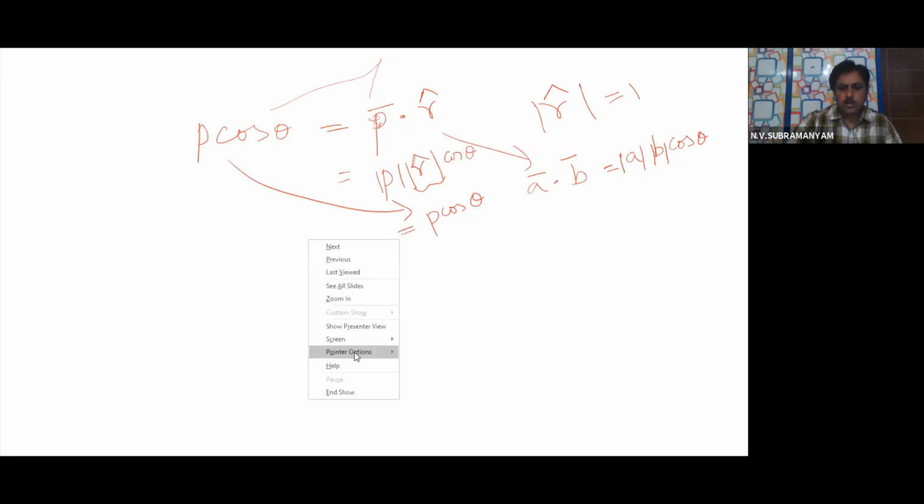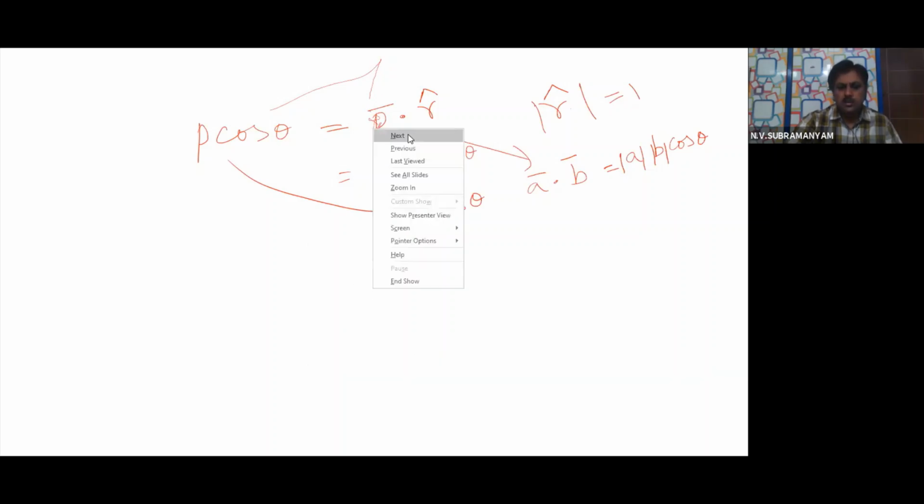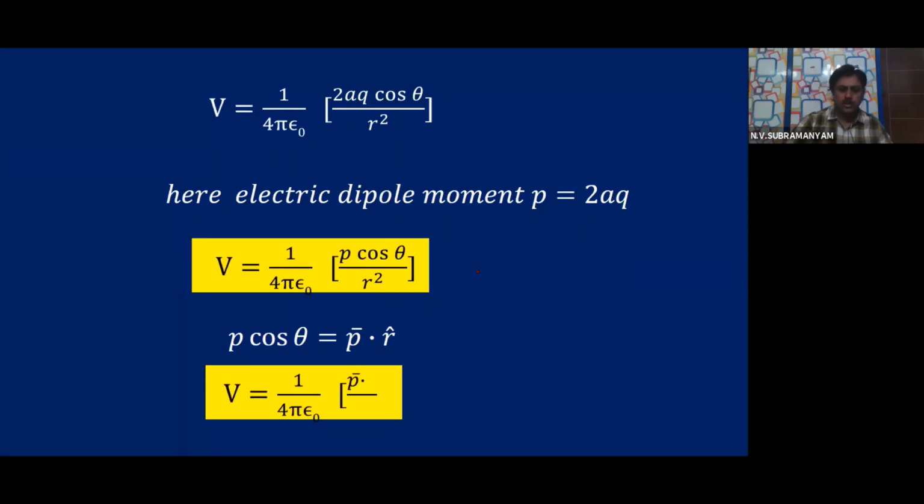So try to understand each and every line in the textbook. You must be able to figure it out, children. That is my actual aim for explaining so in detail. You might be wondering why we are giving such a detailed explanation. Even a small point in the textbook, you must be able to explain why they have put it there. P bar dot r cap is P cos theta. So I hope now this formula gets converted as V is equal to 1 by 4 pi epsilon 0 P bar dot r cap.